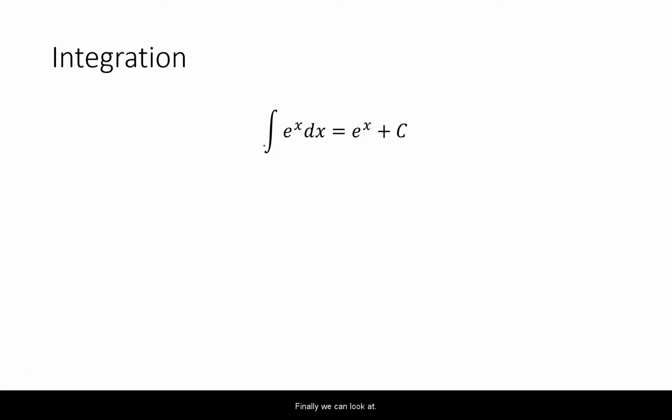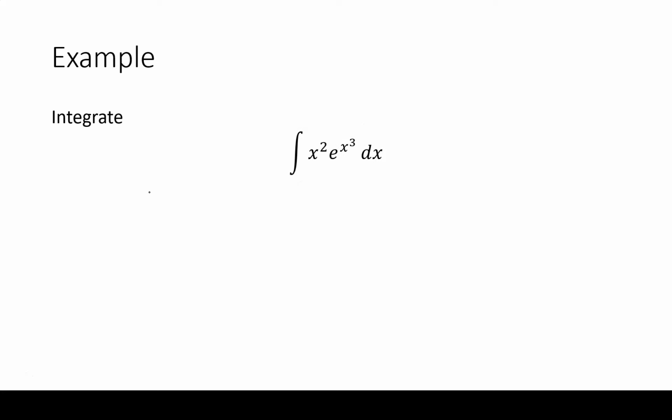Now finally, we can look at integrating e to the x, which has a very simple formula. Since the derivative of e to the x is e to the x, the antiderivative of e to the x is e to the x. Let's try an example here with integrating x squared e to the x cubed.